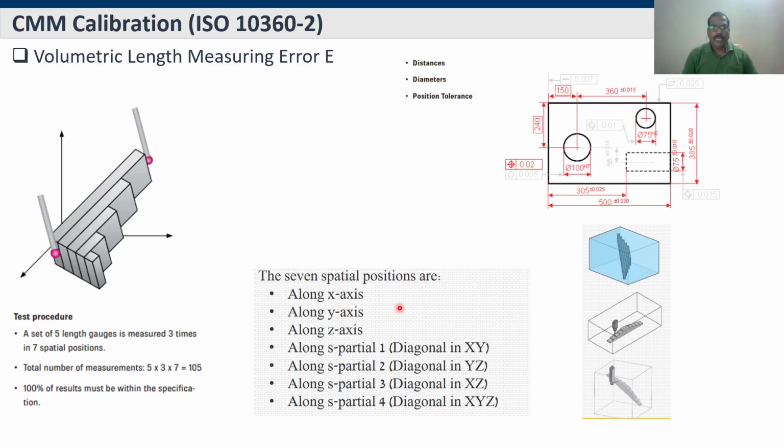For that, we should have a set of 5 length gauges, and 3 times we have to measure under 7 spatial positions. What are the 7 spatial positions? These are all the 7 spatial positions. With that, we get 105 measurement readings. From that, we can estimate the volumetric length measuring error. With that error percentage, we can say what the error percentage of distance calculation, diameter measurement, or position tolerance is.